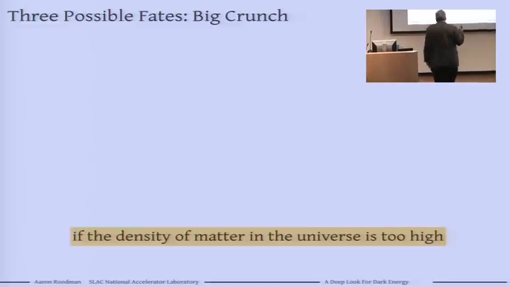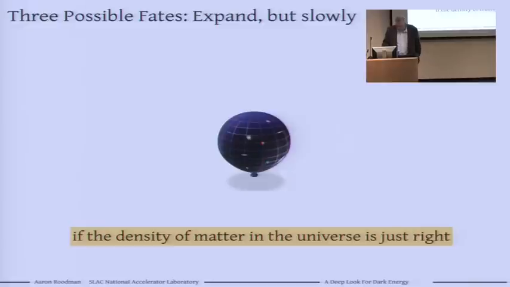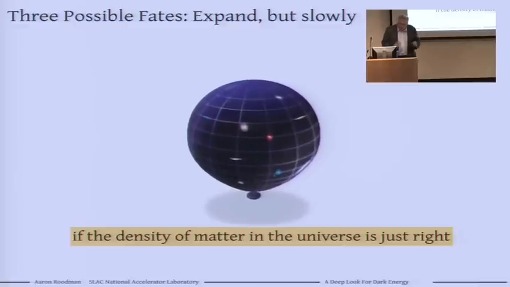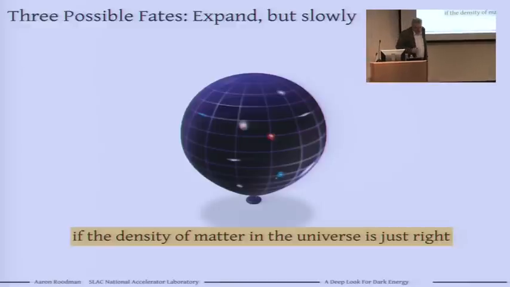And of course, there's a case right in the middle, the Goldilocks situation. If the density of matter was just right, the universe would still continue to expand, but as it expanded, it would do so more and more slowly and asymptotically continue toward zero expansion, but never quite getting there. So those are the 3 possibilities, and it all depended on how much matter was in the universe.